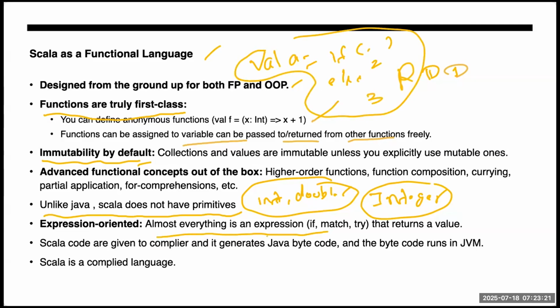Almost everything in Scala is an expression: if, match, try all return a value. But these things won't happen in Java. You can write the logic in if else, but here you can return the value also. Scala code is given to the compiler, it generates the Java bytecode, and the bytecode runs in the JVM. So these are two things. Java is a compiled language.